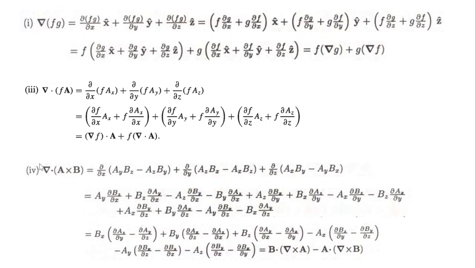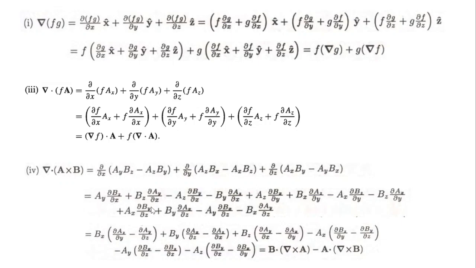Now you need to take its dot product with the del operator. You get dou by dou x into ay, bz minus az, by plus dou by dou y into az, bx minus ax, bz plus dou by dou z into ax, by minus ay, bx. Now this is simply product rule. You need to apply product rule for the first term. You get these two. Product rule for the second term. You get these two terms. So keep repeating it. Just the same procedure we have done in the previous two cases.